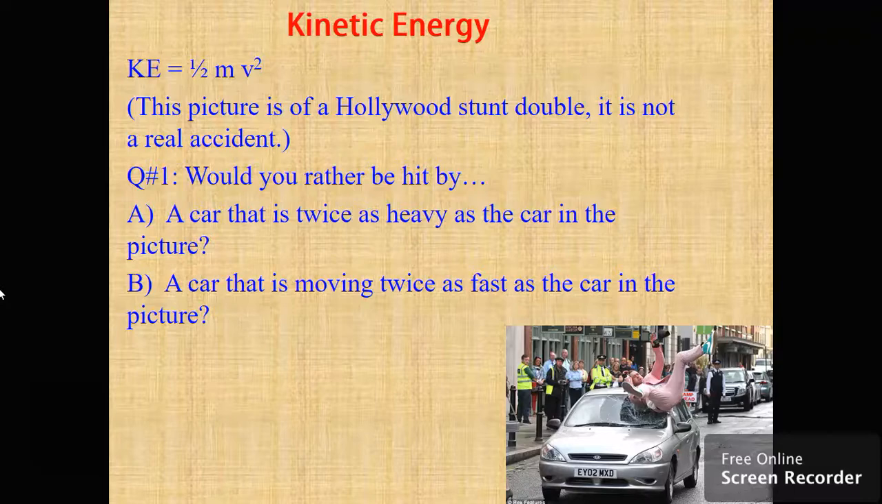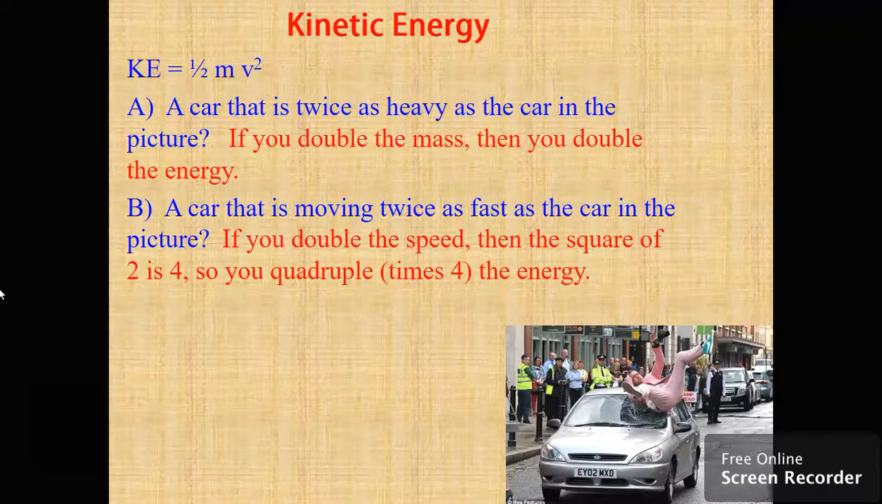Now, let's see what the right answer is. A car that is twice as heavy as the car in the picture. So there's the equation up top. And if you double the mass, you can see then you're going to double the kinetic energy. And then B, if you double the speed, well, you square the speed. So if you double the speed, then you also double the 2 that you doubled. So the square of 2 is 4. So now if you double the speed, you've quadrupled the energy. Do you see?